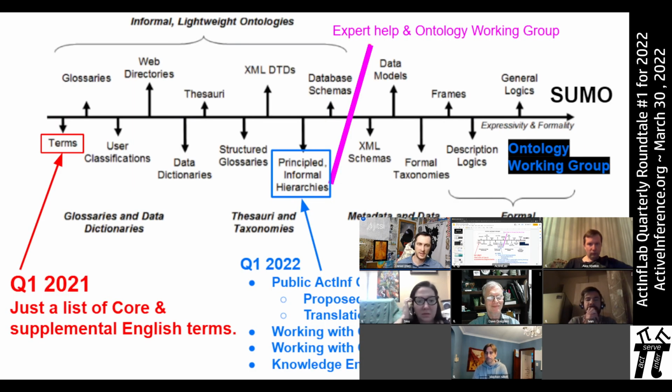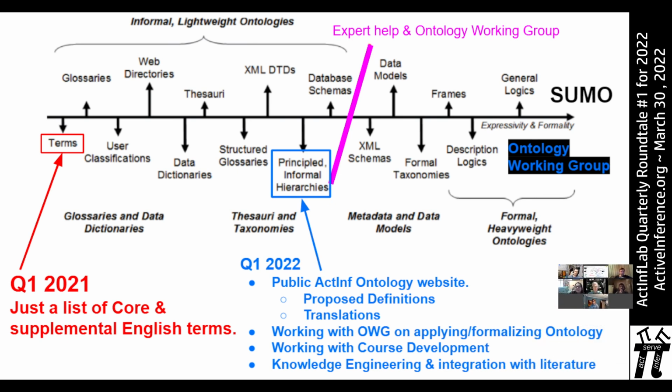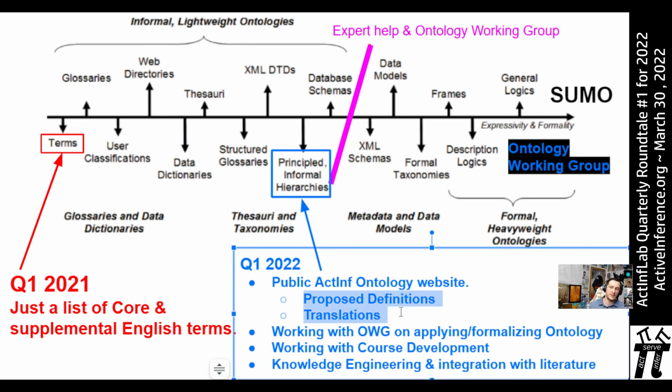And just to give one little contextualizing slide here, this entire continuum can be considered to be different types or grades or a taxonomy of ontologies. And so ontologies in their most informal can be as simple as a list of terms, or glossaries, thesauruses, or what we have right now with the current release, which is a principled informal hierarchy and some relationships amongst terms. And that's what we have right now with the proposed definitions and translations. We're also working with the ontology working group, which we'll talk about in a few minutes, on formalizing that ontology, for example, using Sumo and SuoKIF, and thinking about how we integrate the ontology with course development, with knowledge engineering and literature integration. So some of the many things that people can look forward to.